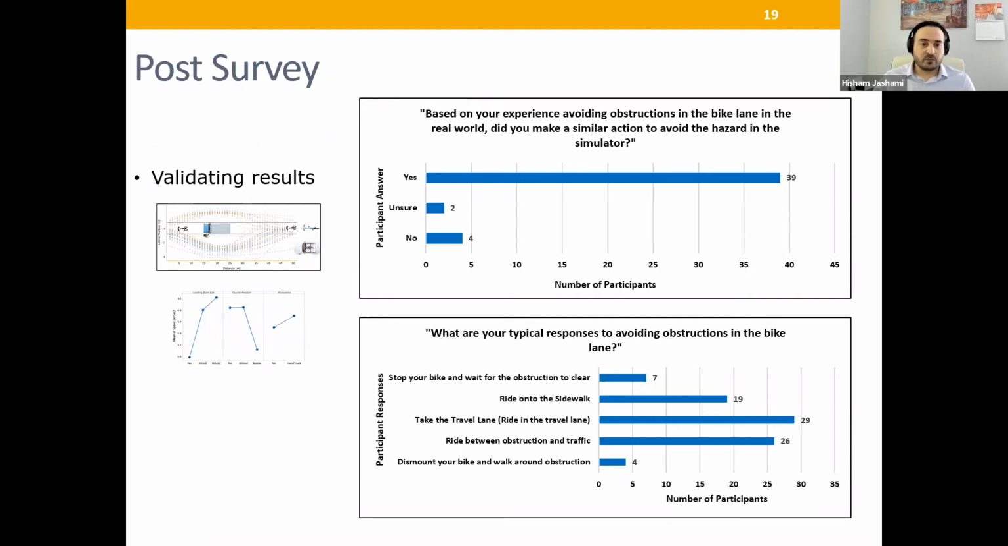For the second question, what are your typical responses to avoid obstructions in the bike lane? Taking the travel lane had the highest response rate, 29 participants, while 26 chose right between obstruction and traffic. Interestingly, 19 said that they would use the sidewalk. And in our simulator, we had 18. So it was pretty good validation of the process actually. We were happy with that.